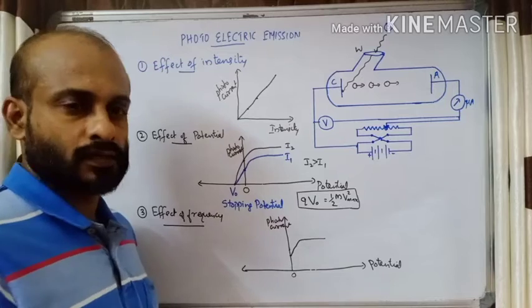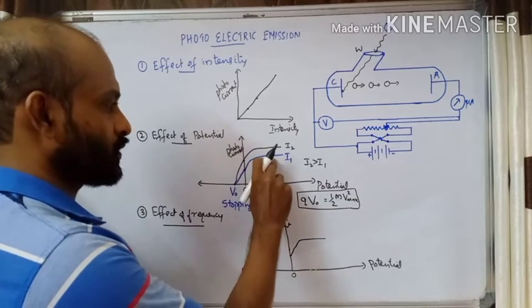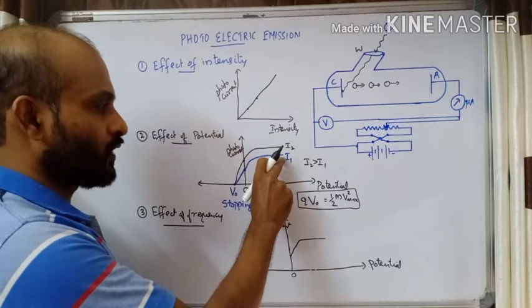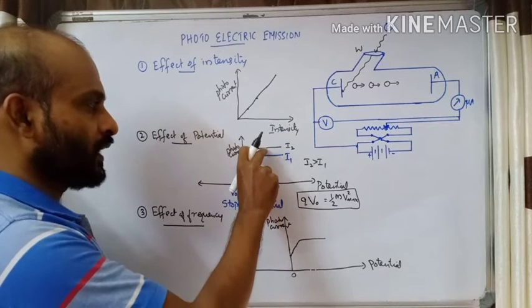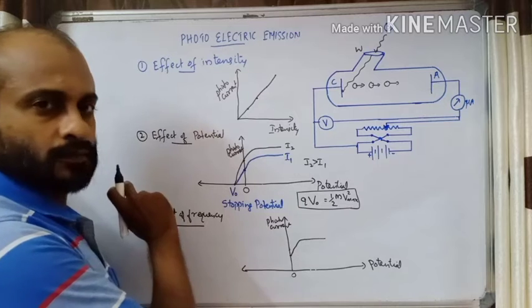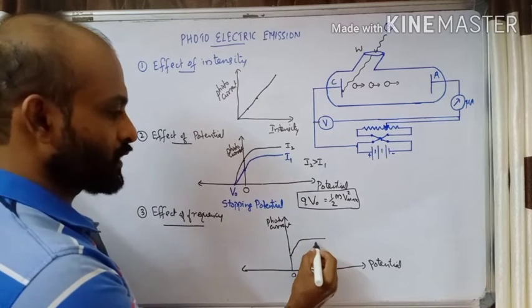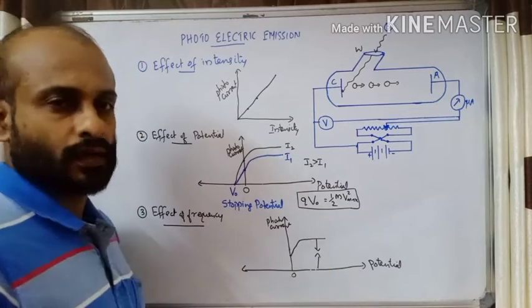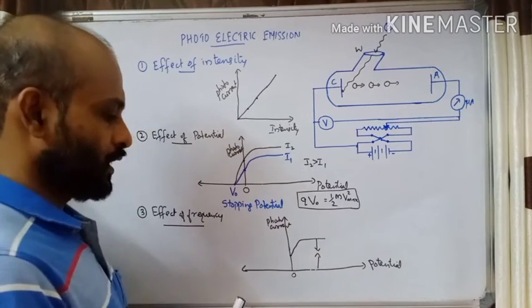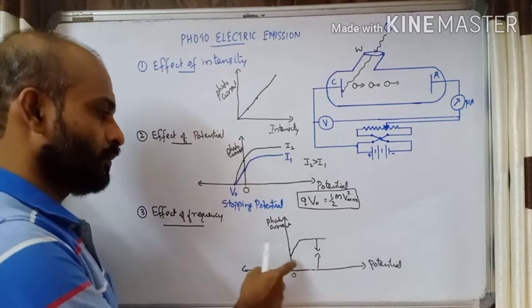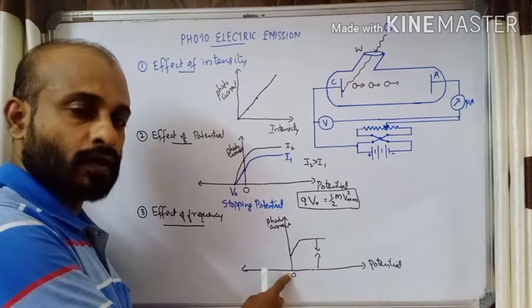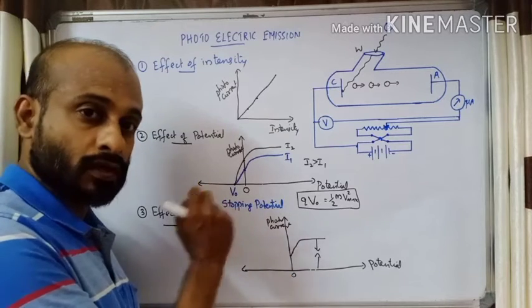We are getting a graph like this, and this is called the saturation current. So here we can mark saturation. For intensity 1, this is the saturation current. For intensity 2, this is the saturation current. This value is called the saturation current. Now what we will do? We will decrease the potential so as to become 0. Now we will start to apply the reverse potential for a particular frequency.